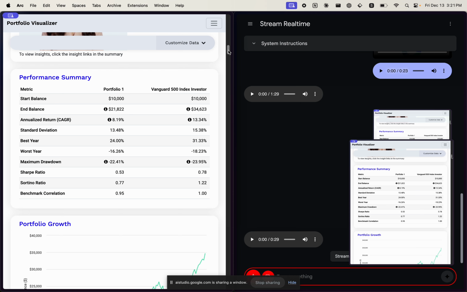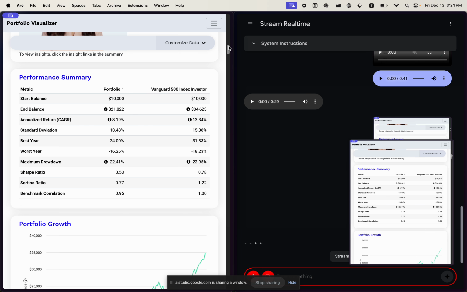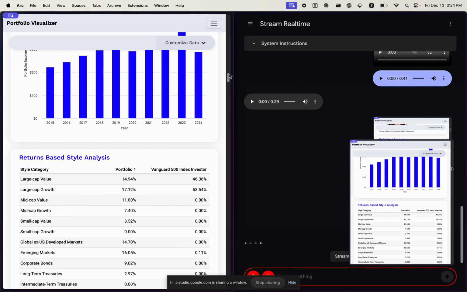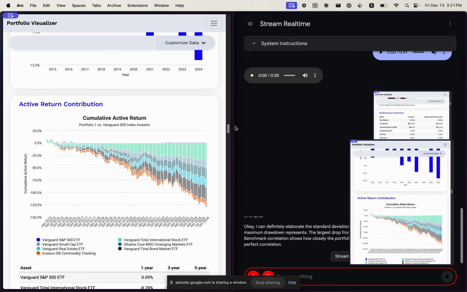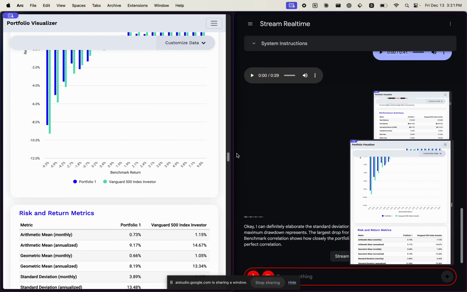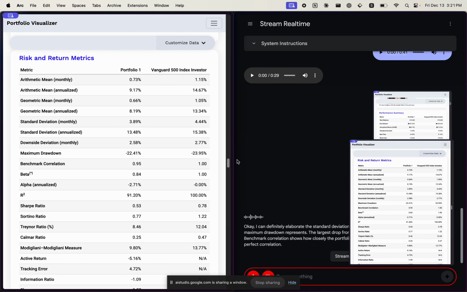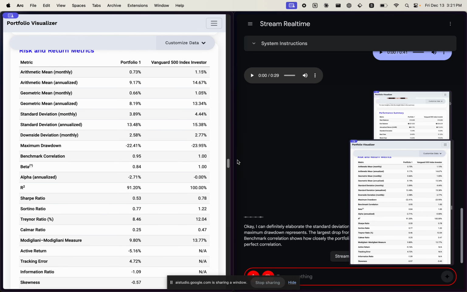Okay, that's kind of high level. Anything else to add there? That was a little generic. Okay, I can definitely elaborate. The standard deviation measures the volatility of the portfolio, and the maximum drawdown represents the largest drop from a peak to a trough during a specific period. The benchmark correlation shows how closely the portfolio moves in line with the benchmark, with 1.00 being perfect correlation. Is there anything else on the summary that I can help with?